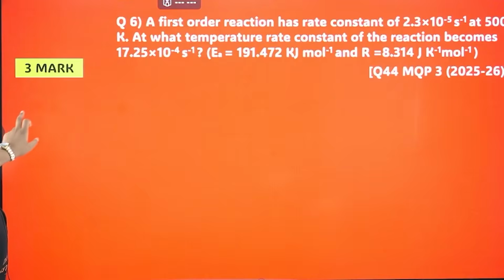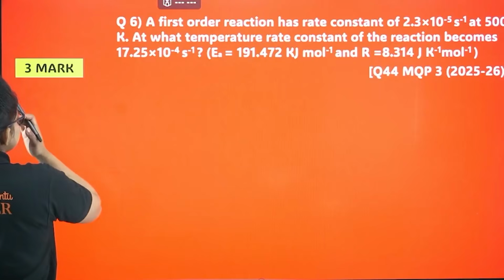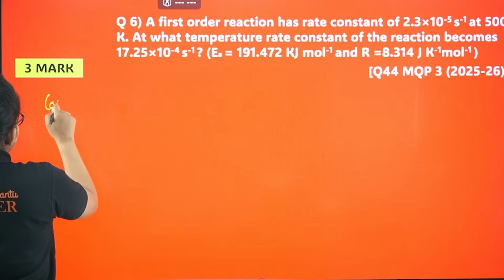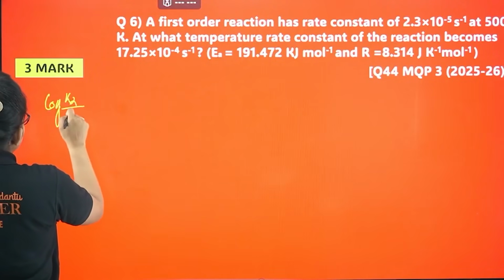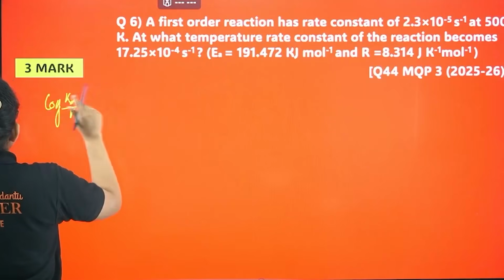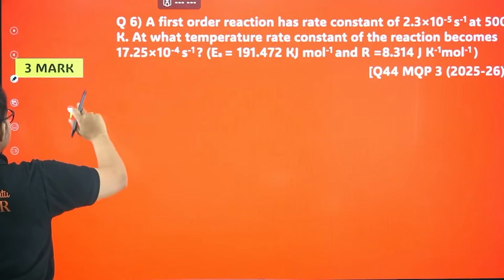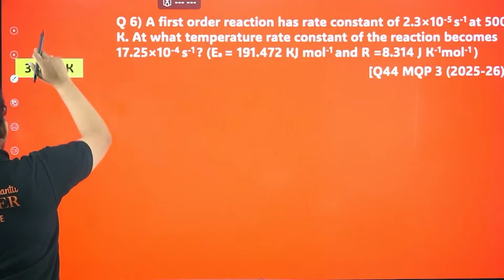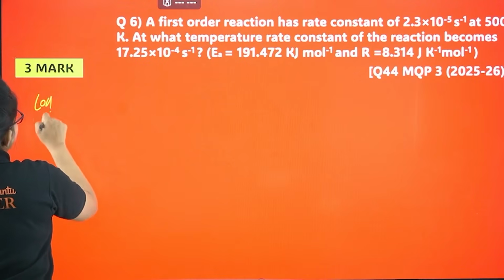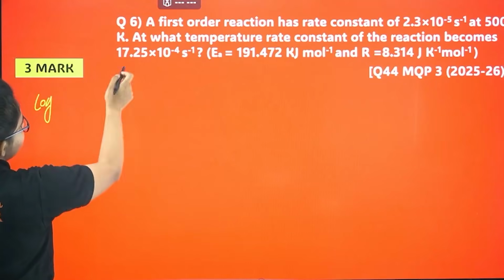Let's proceed. Okay, one more numerical problem here. You can see a first order reaction has this rate constant at 500 Kelvin, and at what temperature the rate constant becomes this, meaning T2 you have to calculate. Fine, let's do it. So log K2 by K1, let me directly substitute the values, because already I have written this equation multiple times. So log K2 value is 17.25.